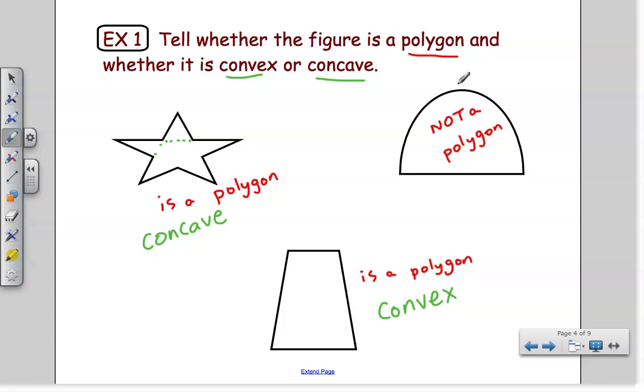And similar thing here, nothing is pointing inward. Nothing's caving in. Extending this line would be fine. So this would be convex, the more regular type of polygon.